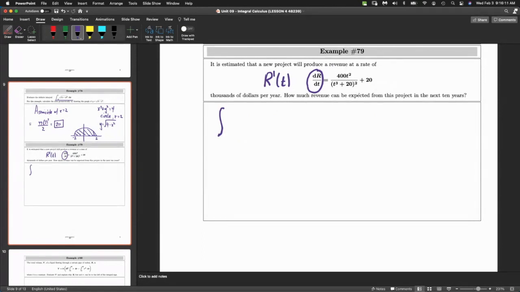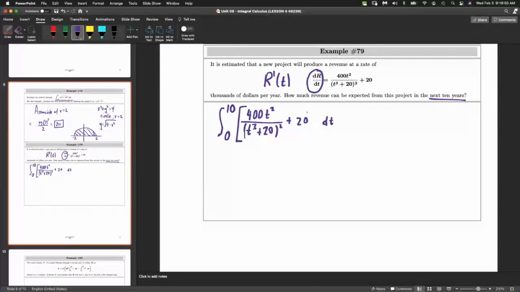So it says here, what is the revenue that can be expected in the next 10 years? So what we're going to do is add up. That's what that means. It means a total or a sum. As we saw last week with areas and the tables, it means we're going to find the cumulative amount for this revenue rate. And that gives us the total revenue for the 10 years. So it amounts to the following calculation.